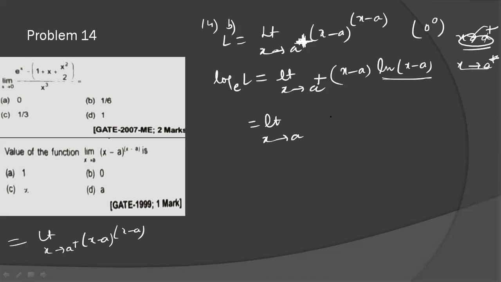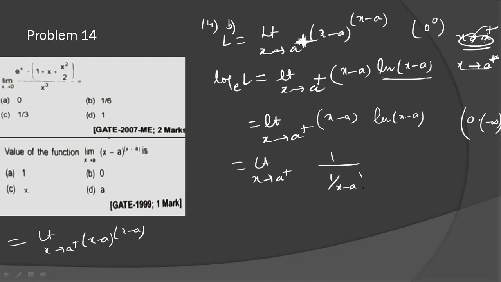Then if you put x equal to a into x minus a times log x minus a, it will be 0 into log 0, which is minus infinity. So 0 into minus infinity. So we can take 0 in the denominator: log x minus a upon 1 upon x minus a. Then it will be minus infinity upon infinity, or infinity upon infinity, no problem, because the minus sign can be taken outside. Then you can apply L'Hospital method for this question.